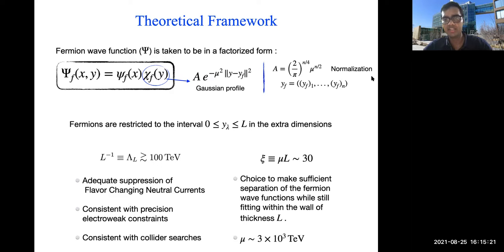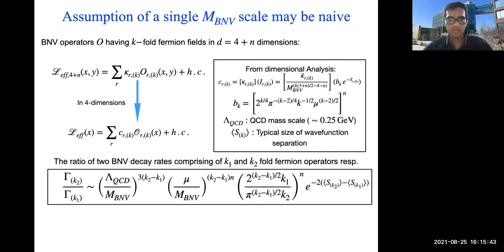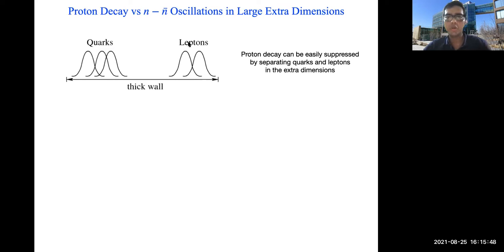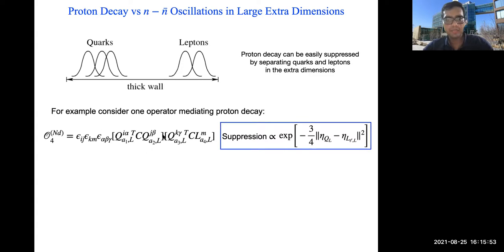And the experimental bounds set that the inverse length of the extra dimension, L inverse, be greater than or equal to 100 TeV to provide adequate suppression for higher-dimension operators, to be consistent with precision electroweak constraints and with collider searches. I will skip over a few parts to get to the main point, namely to consider proton decay in this scenario. So consider this operator connecting 3 quarks with 1 lepton.